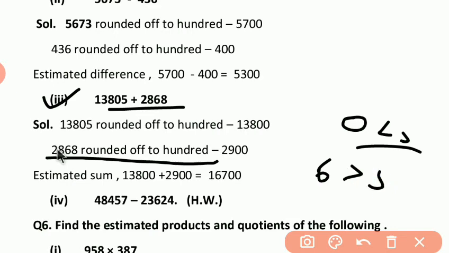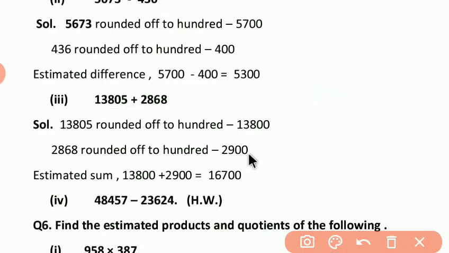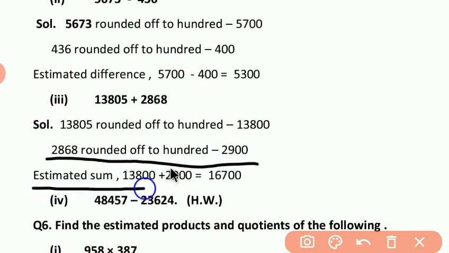Then 2,868. We will see its tens digit, which is 6 and greater than 5. It means you have to increase its hundreds digit 8 by plus 1, and replace 68 by 00. So 2,900. After rounding off, you have to add these. So the estimated sum is 13,800 plus 2,900, which is equal to 16,700.